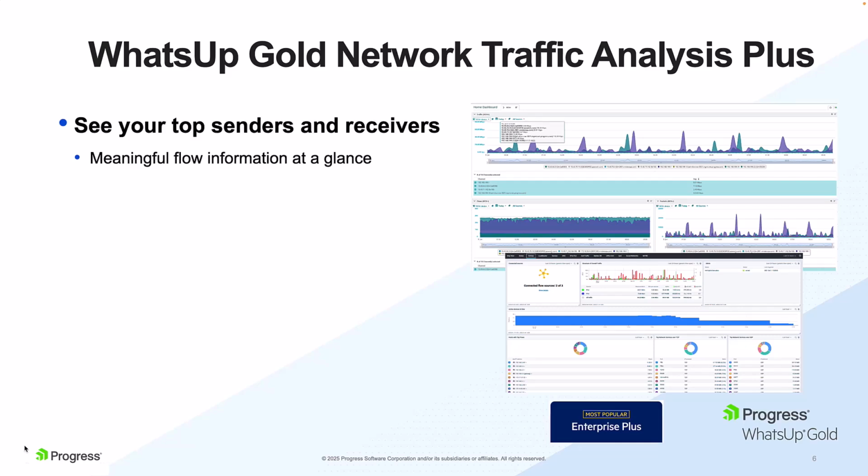The first point I want to touch on is the ability to see your top senders and receivers. There are built-in troubleshooting reports in the NTA Plus functionality. You can see the network traffic information on a per device basis. So what are the interface's top conversations? What entities is it talking to? What are the top applications for that particular device? All meaningful flow information can be seen at a glance on the homepage, as Frank will show in the demo later on.